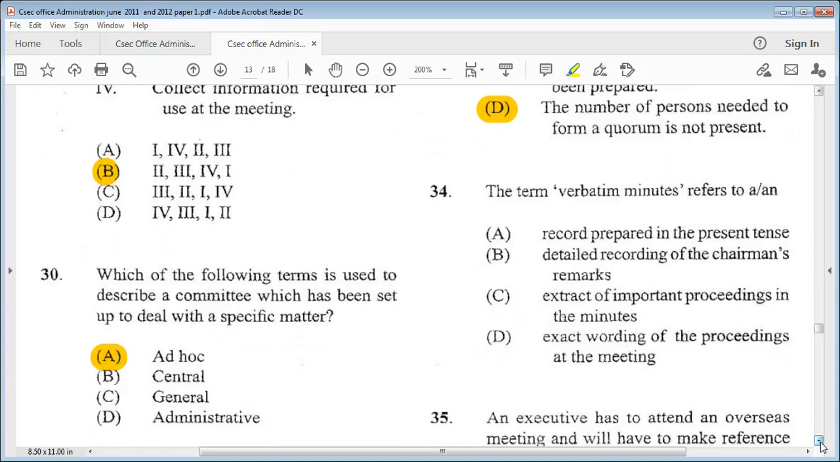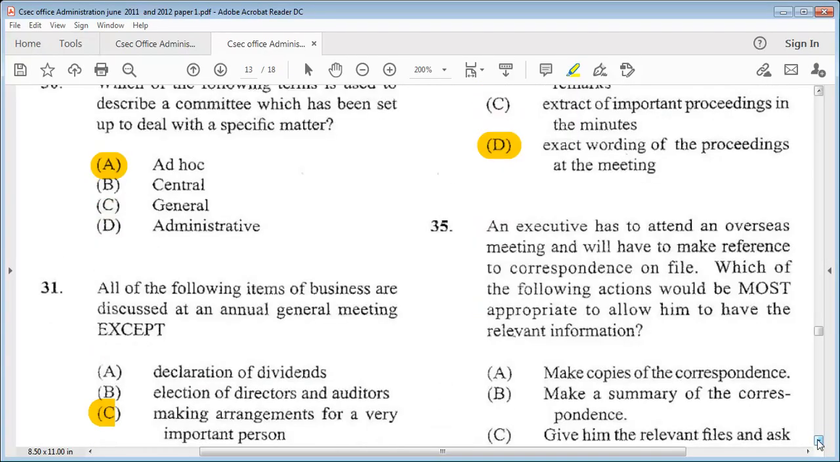Let's go to 34. The term verbatim minutes refers to a or an A, record prepared in the present tense, B, detailed recording of the chairman's remarks, C, extract of important proceedings in the minutes, or D, exact wording of the proceedings at the meeting? Our answer would be D, exact wording of the proceedings at the meeting. Let's move on to 35.